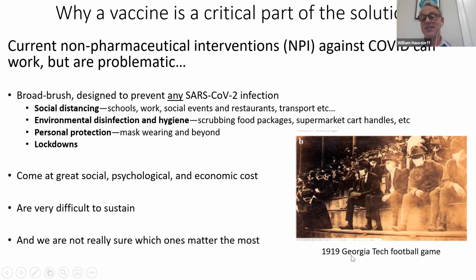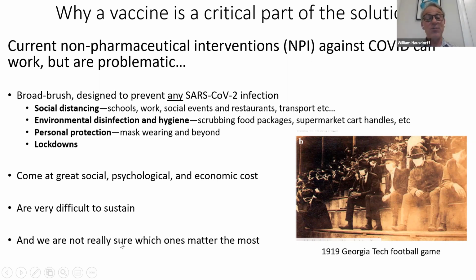I love this picture. It shows you the last pandemic, people wearing masks. The Georgia Tech football game. This was the influenza pandemic of 1919. So the problem with these things, I don't even have to explain it because everybody knows this, is that they are broad brush. You're trying to prevent any infection, and they come at great psychological and economic costs, and they're very difficult to sustain, as we all know.